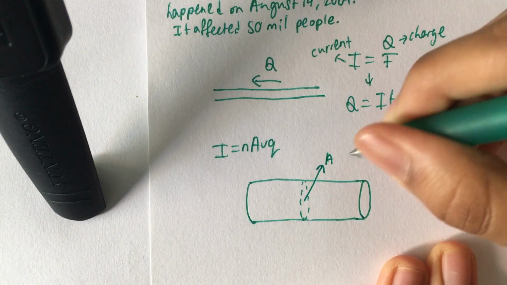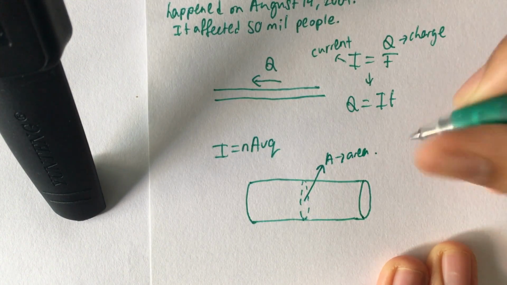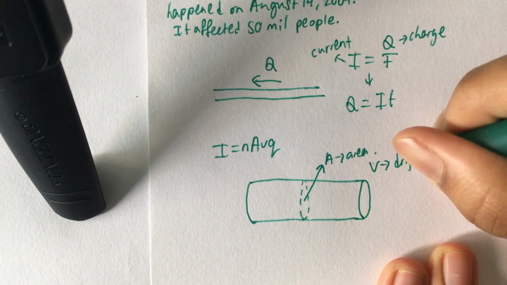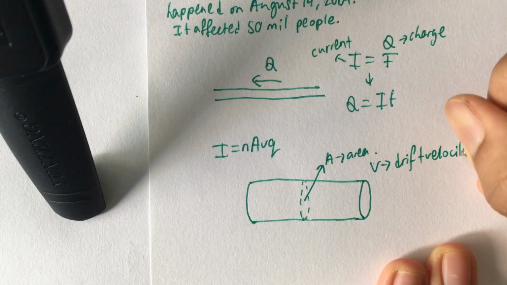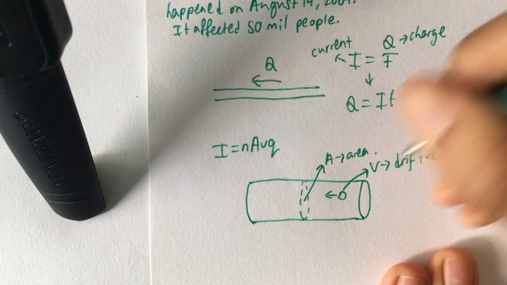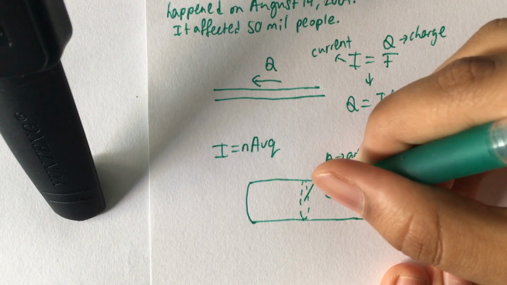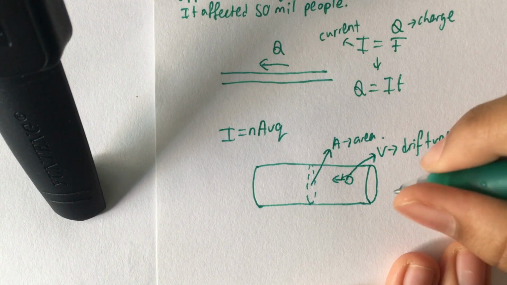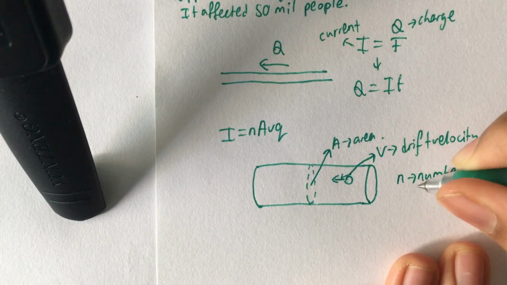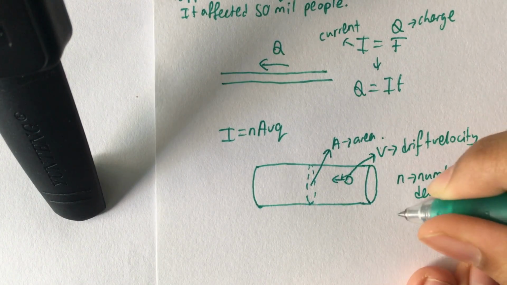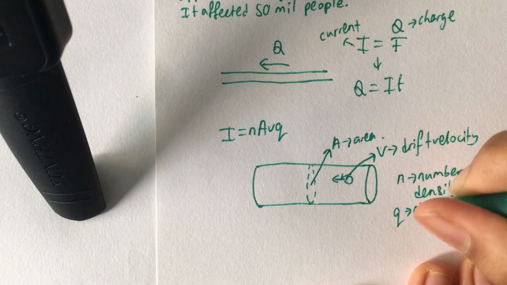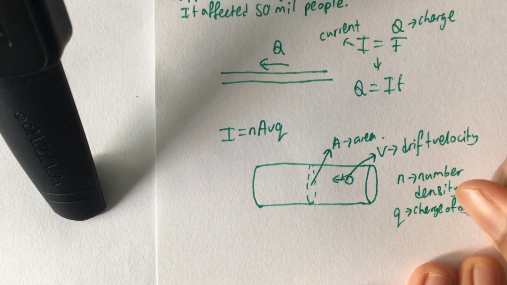And then if you look at the so-called speed of the charges, which would be v, in this scenario it is called the drift velocity. It's the number of electrons or whatever moving per second, I guess. And n is the number density of charge carriers, and q is the charge of one electron, or the charge of that thing that's moving.